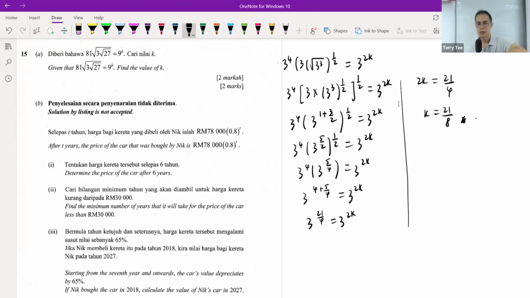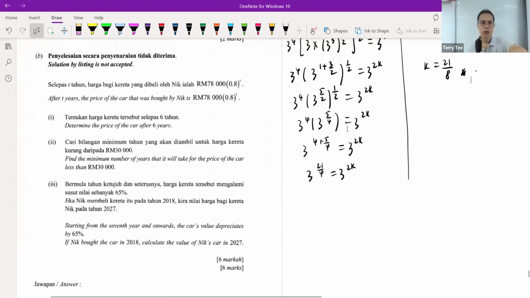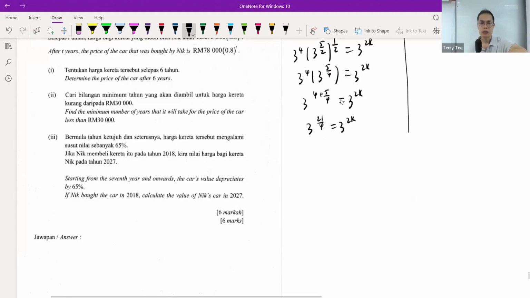So that is the first part, part A. Okay, second part. So here, after T years, the price of a car bought by Nick was 78,000 times 0.8 power T. When you have 0.8 power T, that means the value of the car depreciates by 20%. So we want to find the price of the car after 6 years.